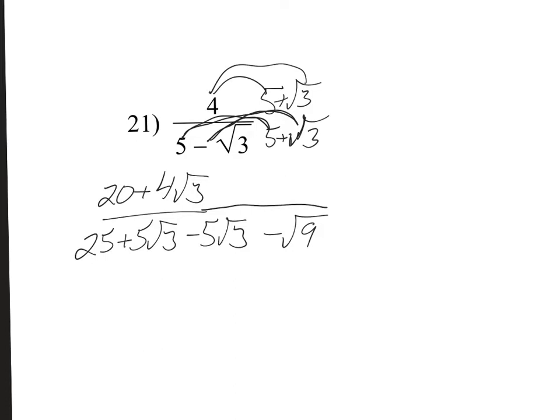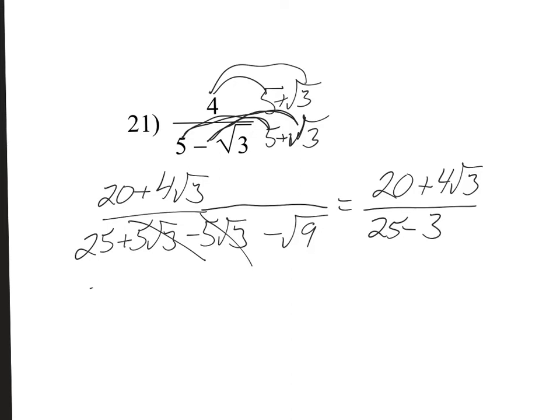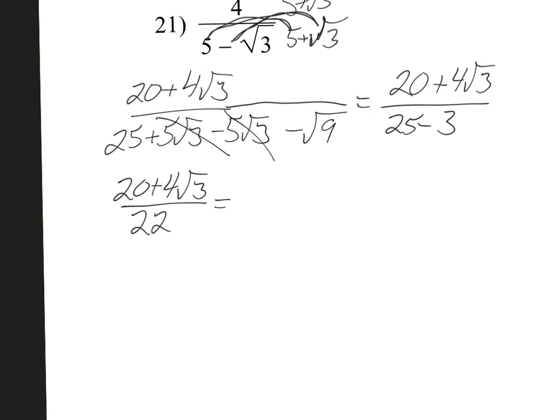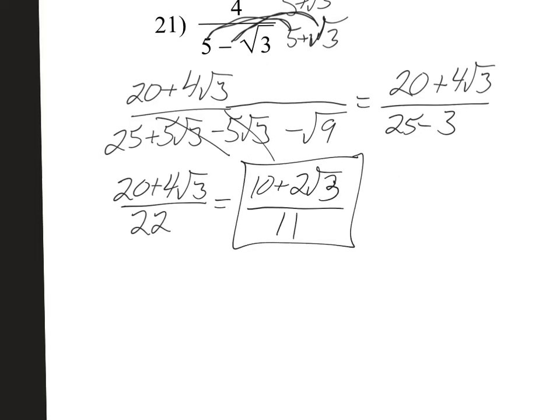So let's simplify this some. The plus 5 radical 3 and the minus 5 radical 3 are going to cancel. So I'm going to have 20 plus 4 radical 3 over 25 minus, what's the square root of 9? It is 3. So we're going to have 20 plus 4 radical 3 over 25 minus 3 is 22. Now we can simplify this some. Everything can take a 2 out of it. So 20 divided by 2 is 10, 4 divided by 2 is 2, so 2 radical 3, over 22 divided by 2 is 11. So that is my final answer.